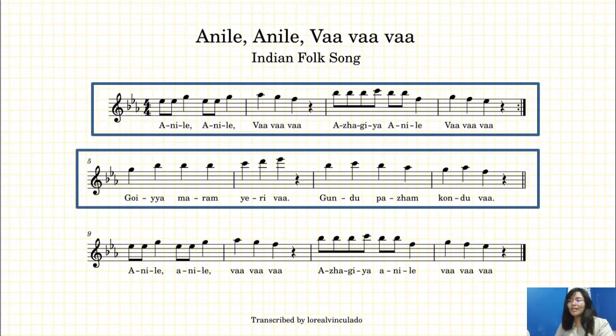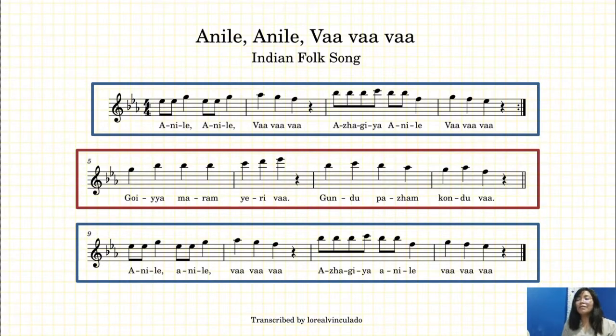So I will change the color from blue to red. Okay. Then, the last part, Anile, Anile, Va, Va, Va, Asagiya, Anile, Va, Va, Va. So, is it the same? Okay. Yes, it is same with the first part. So, the blue one represent the part A, and then the red represent part B. So, we have A and B. So, we have 2 parts. So, that's why we have binary.